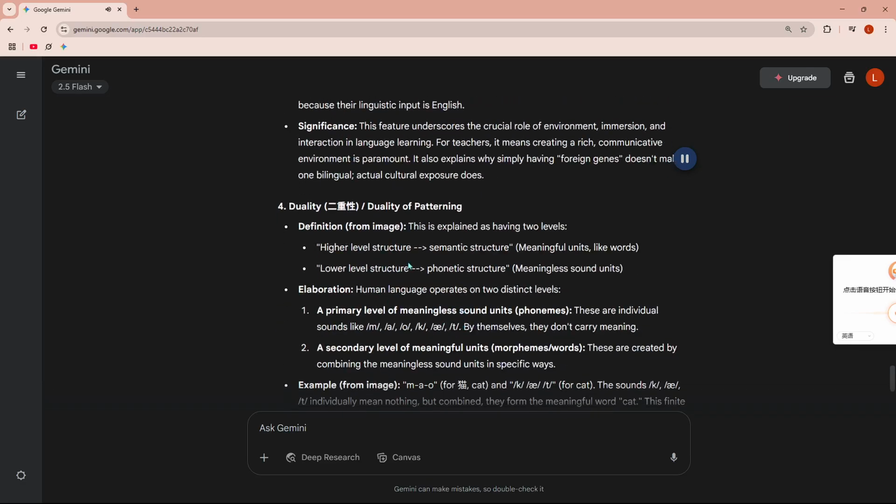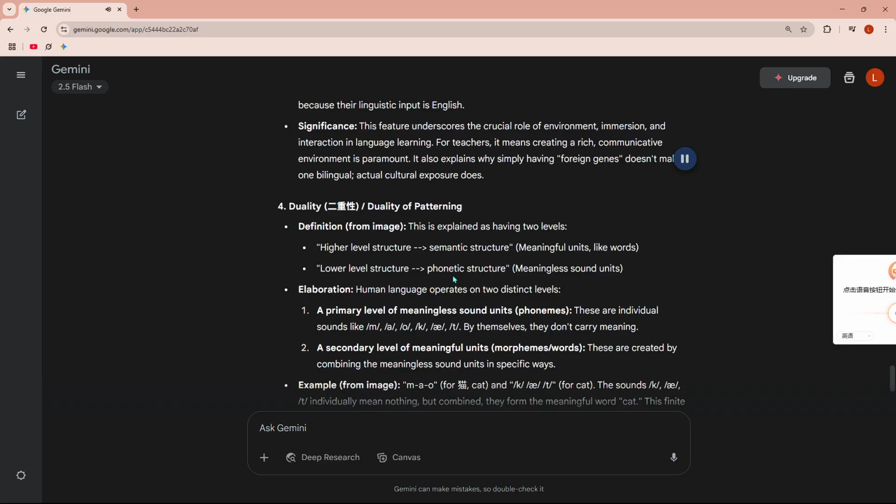4. Duality, Er Chong Xing, duality of patterning. Definition, from image. This is explained as having two levels. Higher level structure, semantic structure: meaningful units, like words. Lower level structure, phonetic structure: meaningless sound units.